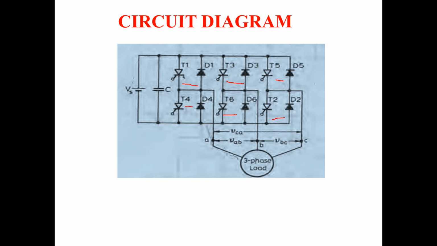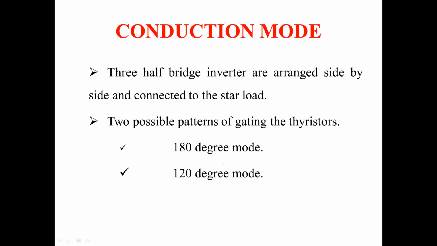The thyristors are numbered in a sequence and triggered to obtain the voltages VAB, VBC and VCA, and the output terminals are A, B and C. Each thyristor conducts 180 degrees, and each is 120 degrees. Here we are going to see the conduction mode.